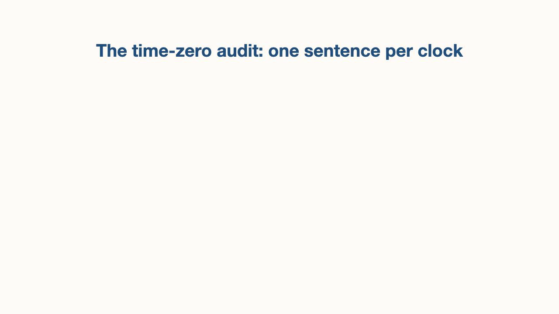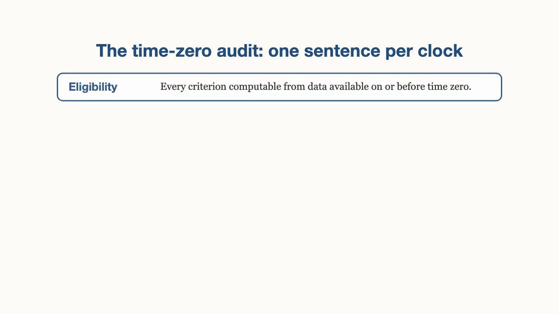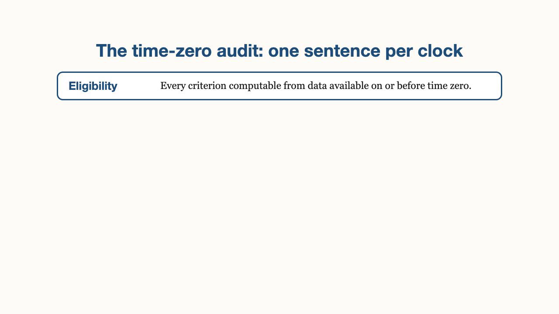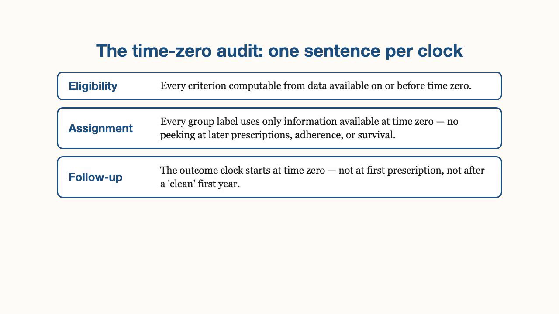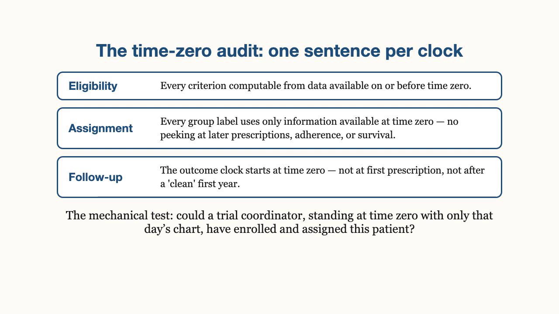Before any emulation, write 1 sentence per clock and check that all 3 name the same instant. Eligibility: every criterion computable from data available on or before time 0. Assignment: every group label uses only information available at time 0. No peeking at later prescriptions, later adherence, later survival. Follow-up: the outcome clock starts at time 0, not at first prescription, not after a clean first year.